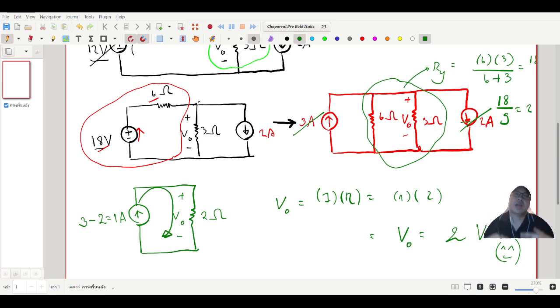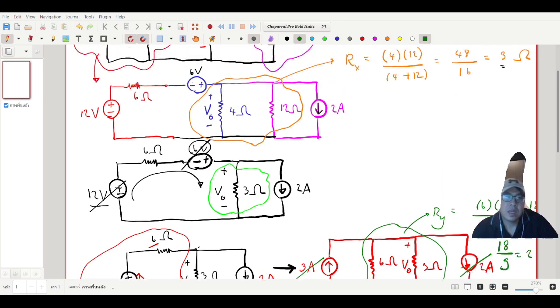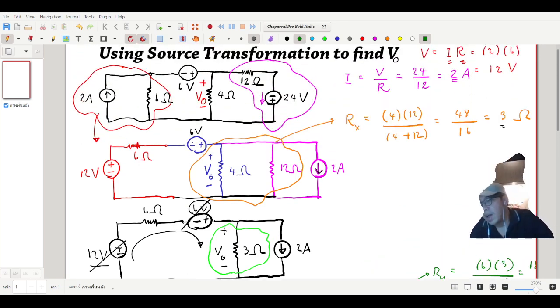Can you see that I used only source transformation? For source transformation, you can go back to review the principle. We have a resistor in parallel with an independent current source, what can we transform? If we have an independent voltage source in series with a resistor, what is the transformation? How can we transform from one form to another form? It is source transformation.